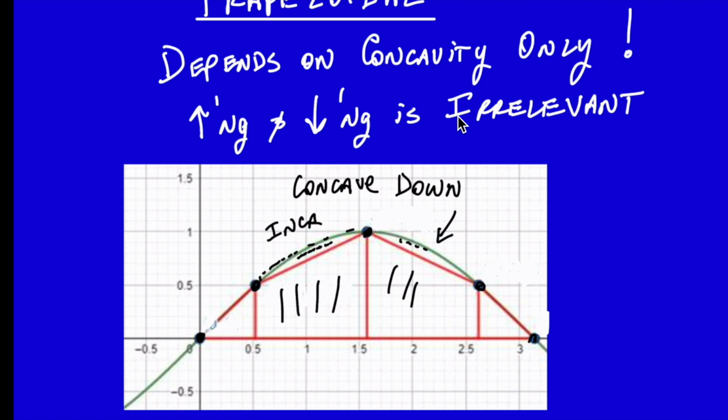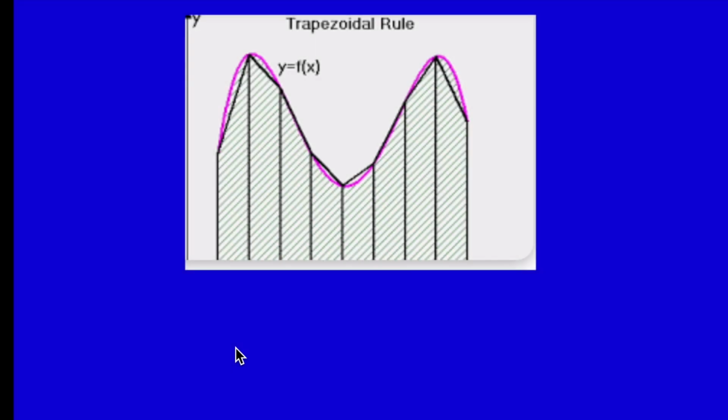Increasing and decreasing is irrelevant. A concave down graph is going to be an underestimate with the trapezoidal sum. Continuing on our discussion with the trapezoidal rule, we have the graph shown here. On this portion of the graph, we see concave down. That means our trapezoidal figure is going to be an underestimate of the graph.